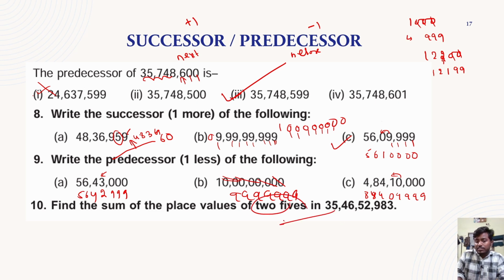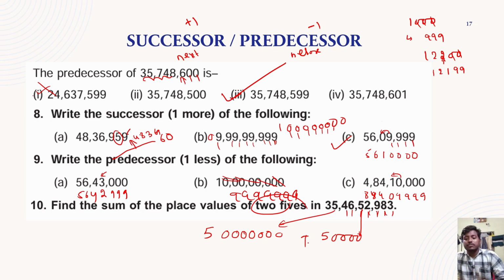So tell me, what is the first 5? First 5 means 5, how many 0s? 1, 2, 3, 4, 5, 6, 7, 0s. Okay, and the second 5 is 1, 2, 3, 4, 0s. Now simply do the addition, then you get the answer.